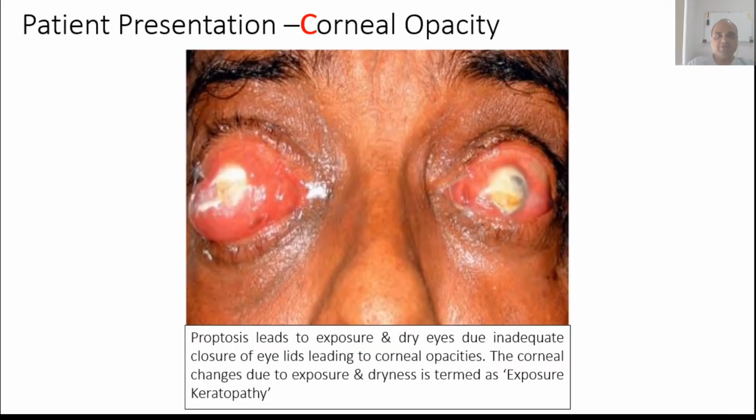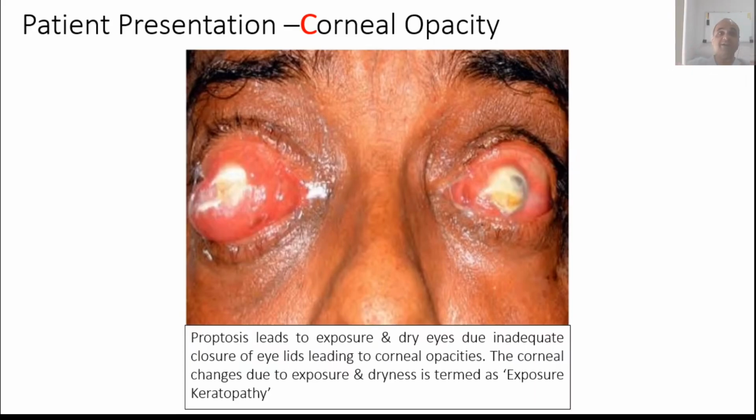Let me just show you a picture, and this is how severe the condition can be. And this is obviously a very severe representation, but this is a possibility. You can have both corneas so extremely opacified because of exposure that the patient cannot see anything, even if the optic nerve is functioning normally. And this is basically because of exposure, and this appearance is basically called exposure keratopathy.